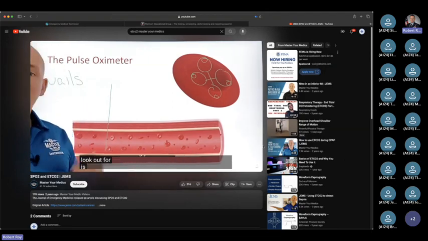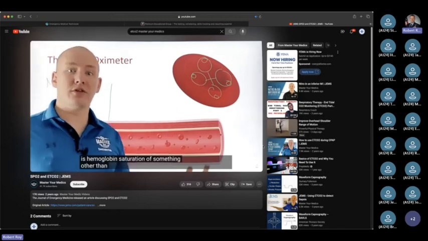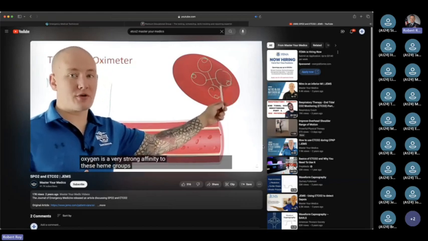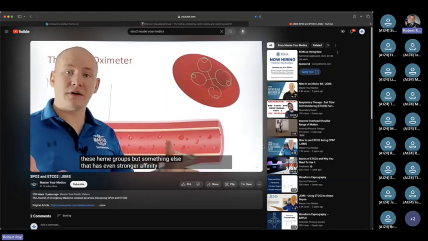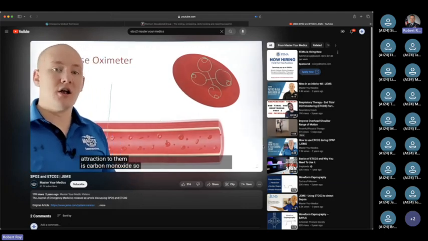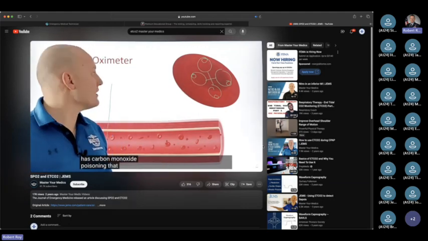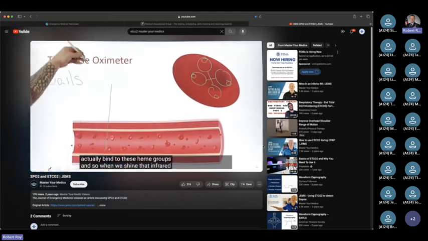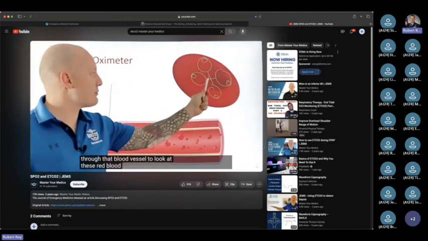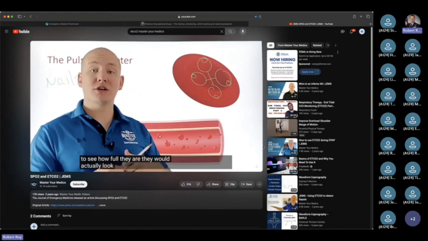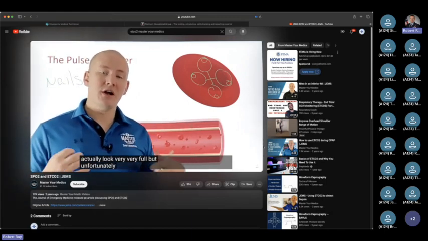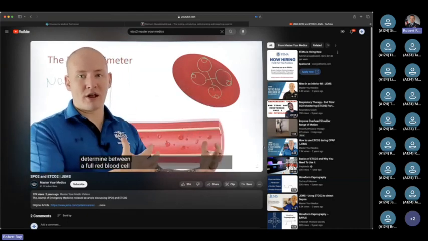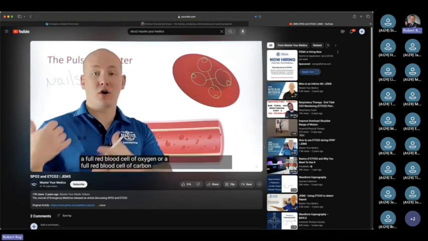Second thing you need to look out for is hemoglobin saturation of something other than oxygen. So for example, these heme groups, oxygen has a very strong affinity to these heme groups, but something else that has even stronger affinity or attraction to them is carbon monoxide. So in a patient that has carbon monoxide poisoning, that carbon monoxide will actually bind to these heme groups. And so when we shine that infrared light through that blood vessel to look at these red blood cells to see how full they are, they would actually look very, very full. But unfortunately, the infrared light, or the SpO2, can't determine between a red blood cell full of oxygen or a red blood cell full of carbon monoxide.